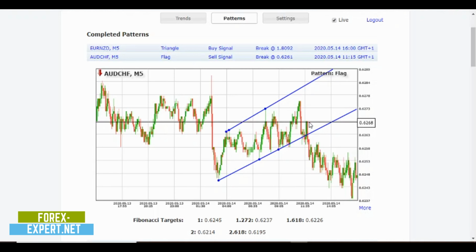And then it bounced down, reaching the 0.6238 level. So another limit situation for the aggressive guys out there, aggressive ladies and gentlemen.